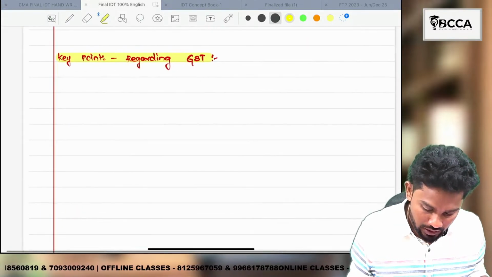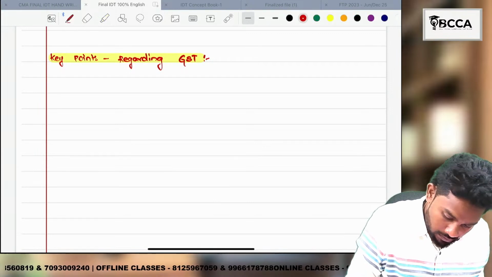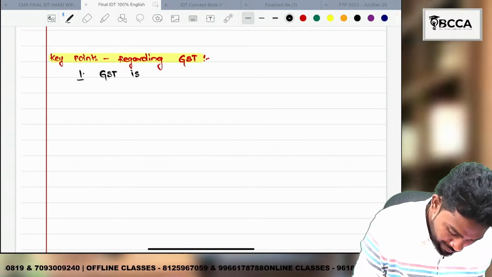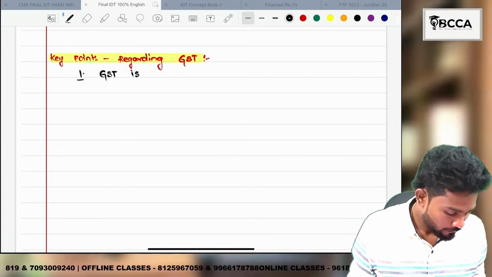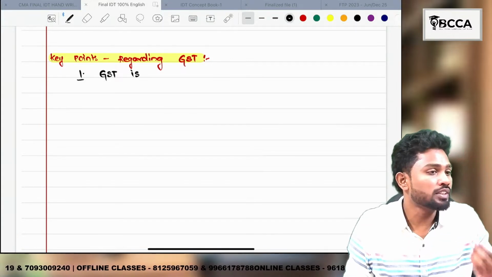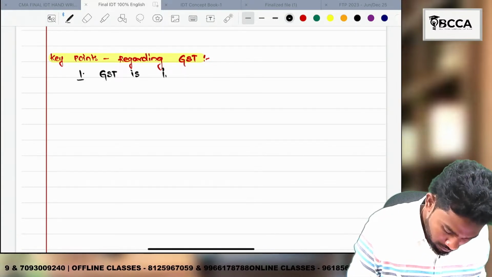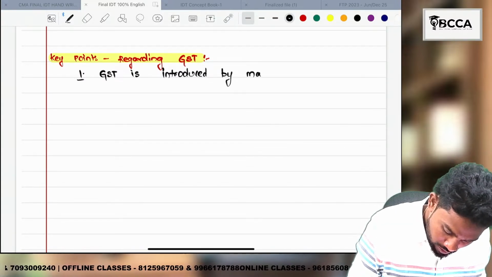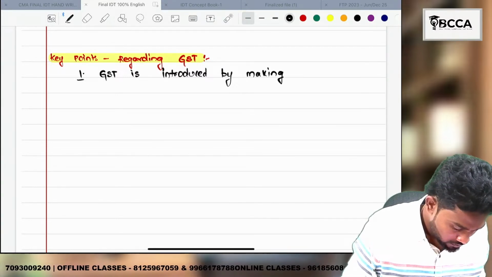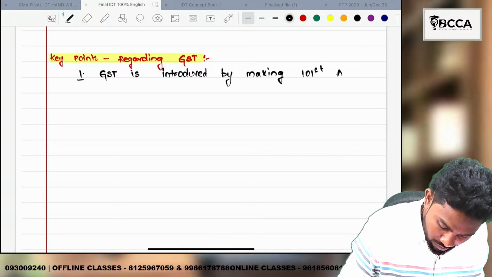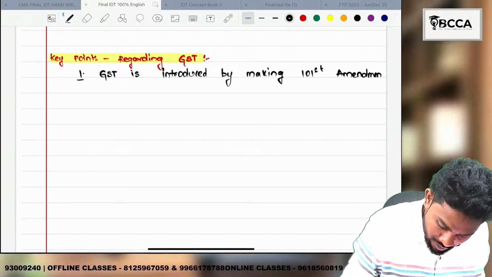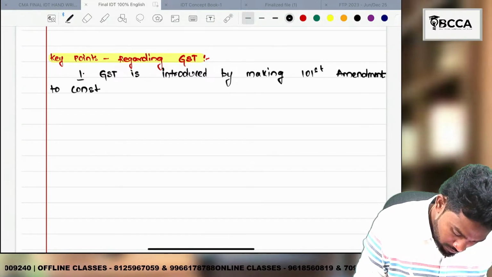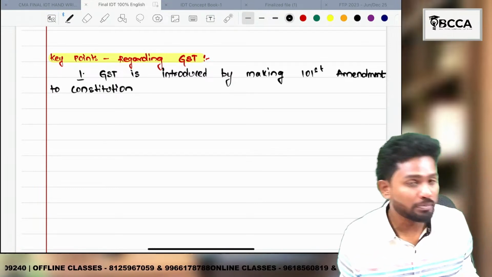Key points regarding GST. So see, first one, GST is introduced by making the 101st Amendment to the Constitution. So after making the 101st Amendment, GST has been introduced.